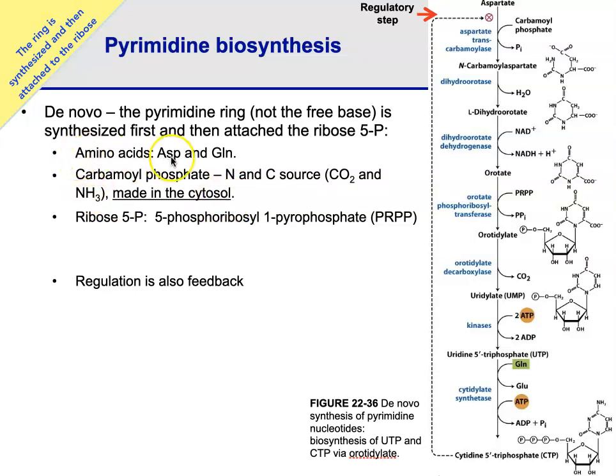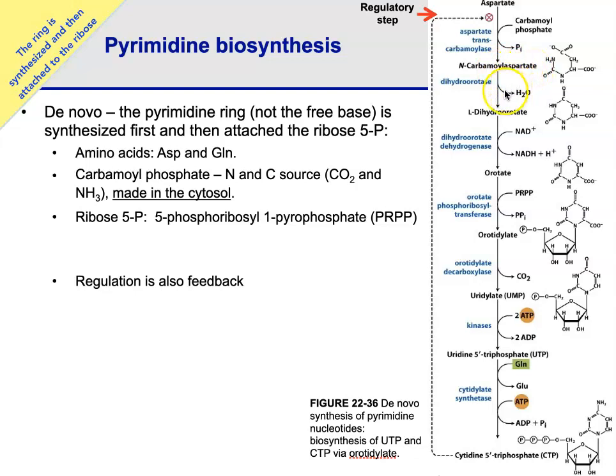Okay, so amino acids, aspartate and glutamine, carbamyl phosphate, which includes carbon dioxide and ammonia, and of course ribose 5-phosphate in the form of PRPP. So how does the synthesis actually happen? We start with an aspartate. Aspartate is fused with carbamyl phosphate to form carbamyl aspartate.